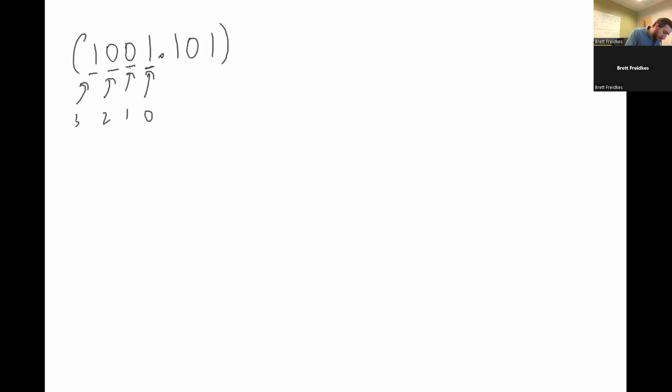Let's do another example. Let's say I give you 1001.101. And maybe we can make a table. So I'll say that we have, this is our 2 to the 0, right? 1, 2, 3. So this is our 0 exponent. This is our 1 exponent. This is our 2 exponent. This is our 3 exponent. This is our -1, -2, -3. And again, this is base 2.